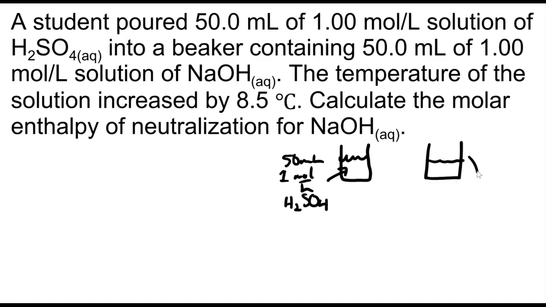And that beaker contains 50 milliliters of 1 mole per liter sodium hydroxide. So we're going to take the sulfuric acid and pour it into the beaker containing the sodium hydroxide, and we're going to observe a temperature change. Now, the temperature of the solution increased by 8.5 degrees Celsius.